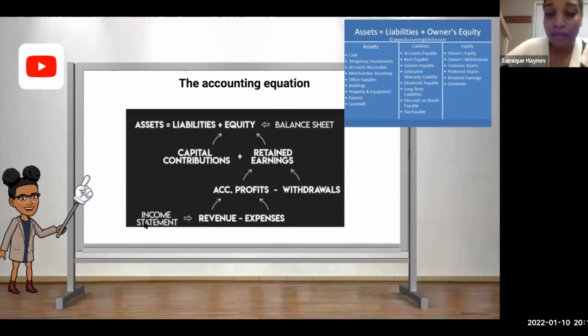So let's start from the beginning. Revenues less expenses gives us a profit. This profit makes retained earnings grow. If the owner withdraws money, then this makes retained earnings get smaller. And retained earnings makes equity grow. Capital contributions make equity grow.